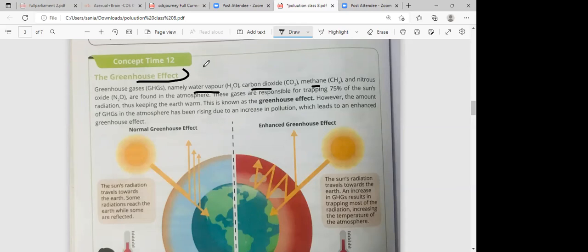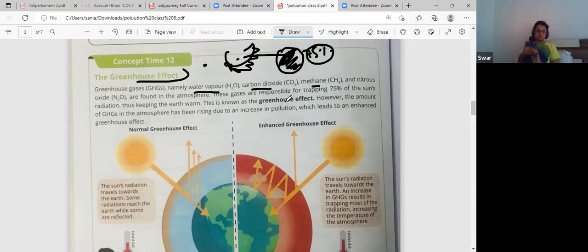So, ma'am, the first thing is, what are the greenhouse gases? We have four gases known as greenhouse gases, namely water vapor, carbon dioxide, methane, and nitrous oxide. These gases are responsible for trapping 75% of the Sun's radiation, thus keeping the Earth warm. So this is the Earth and this is the Sun. Radiation is coming, and the greenhouse gases trap 75% of it, out of 100, and make the Earth warmer. Clear? Got it? Yes. And this is known as the greenhouse effect.